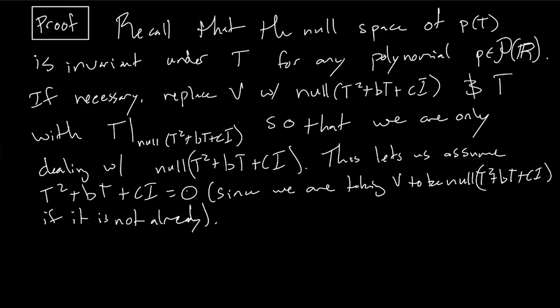Okay, does that make some sense? I'm being a little bit loose with my notation here, but like I said, we're just doing it so I don't have to write T restricted to the null space of T squared plus bT plus cI, which is a mouthful to even say, let alone write, every single time. All right.